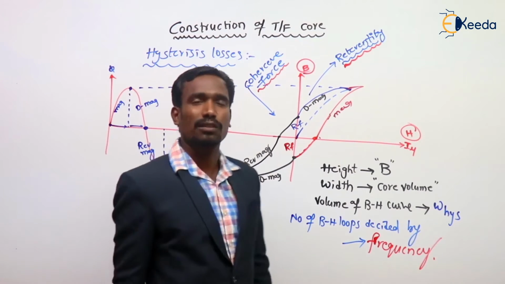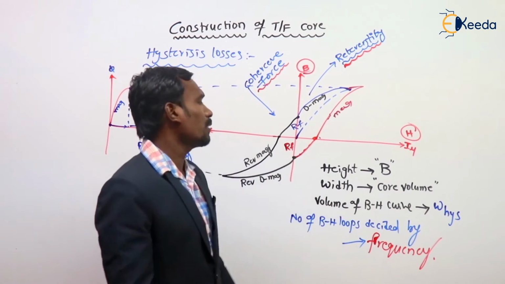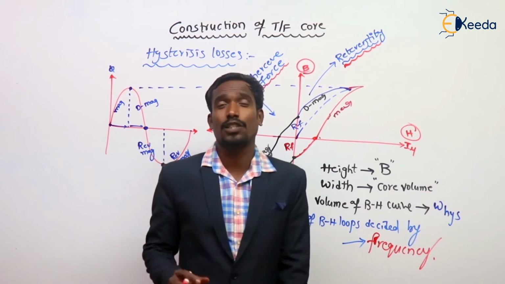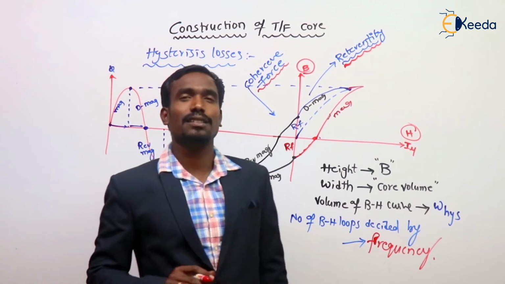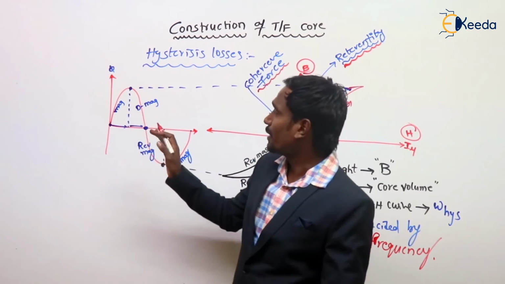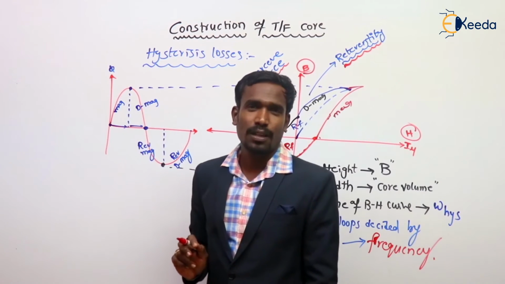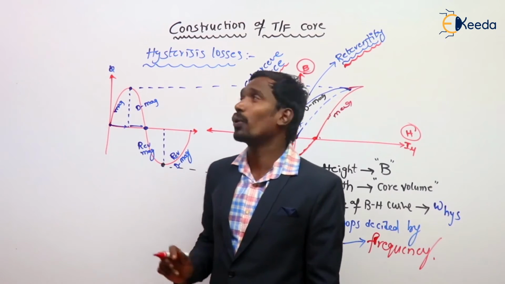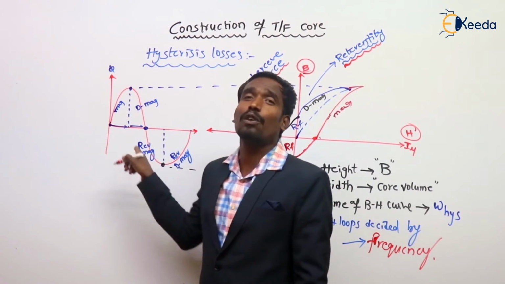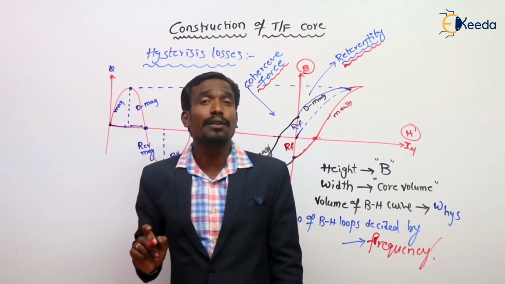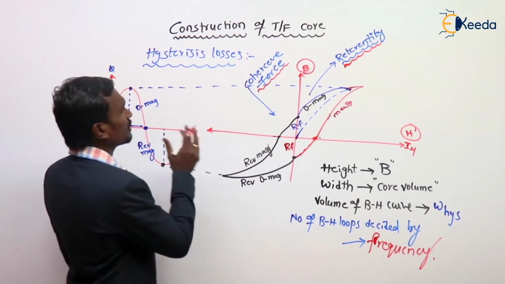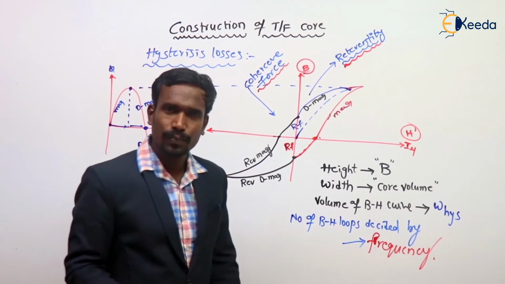What is hysteresis losses? The volume of the BH curve gives us hysteresis losses. Give a statement: hysteresis losses are nothing but the losses that occur in the magnetic core during the reversal of magnetization. This is what hysteresis losses and the BH curve are.